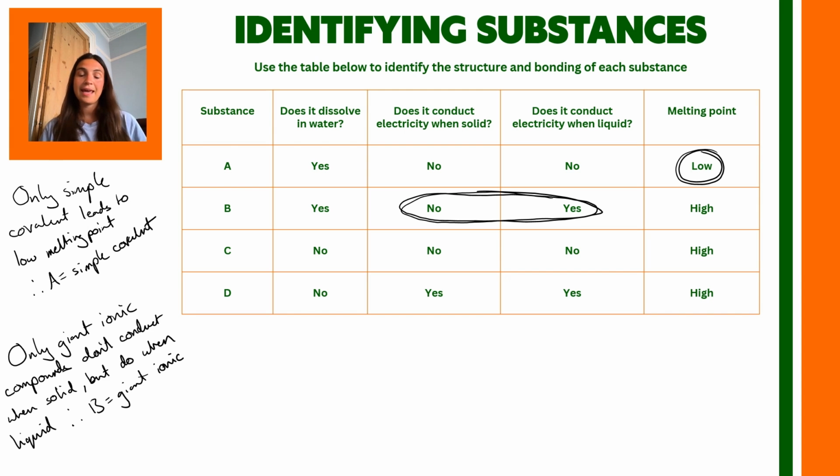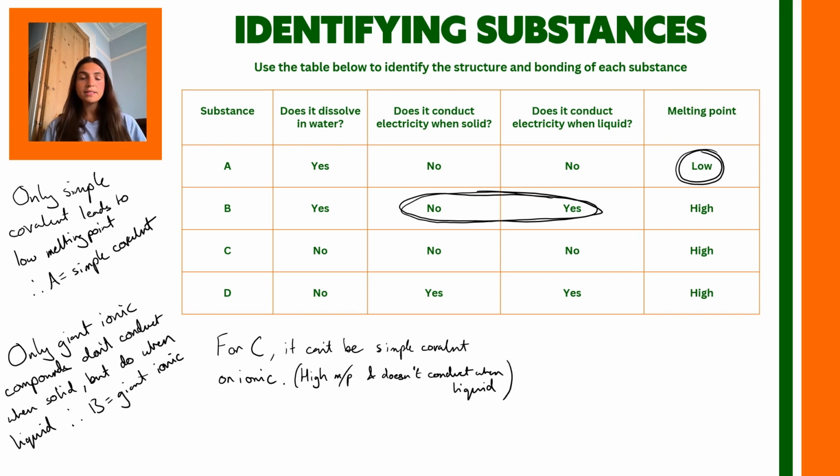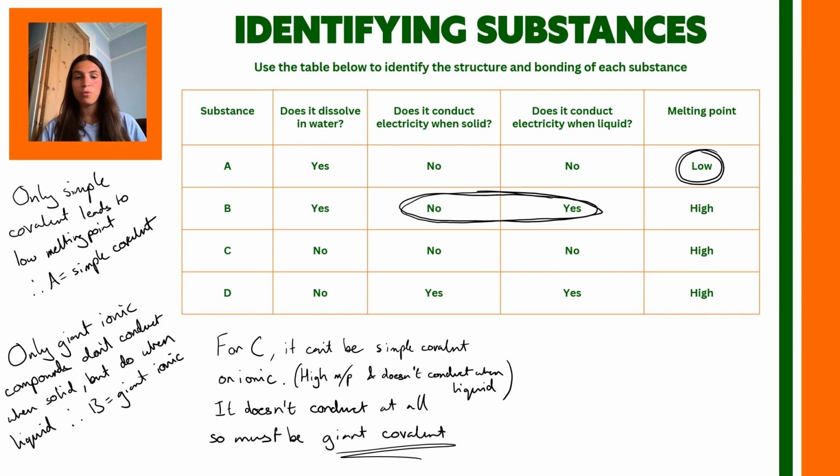Okay, part C here. So I've got no and no to it conducting when solid and liquid, and it's got a high melting point. So what I'm saying is it can't be simple covalent or ionic. It can't be simple covalent because it has a high melting point, and it can't be ionic because otherwise it would conduct electricity when it was in liquid form. So it doesn't actually conduct electricity at all, so it's also not going to be metallic. So therefore, I'm left with giant covalent, giant for my structure and covalent for my bonding.